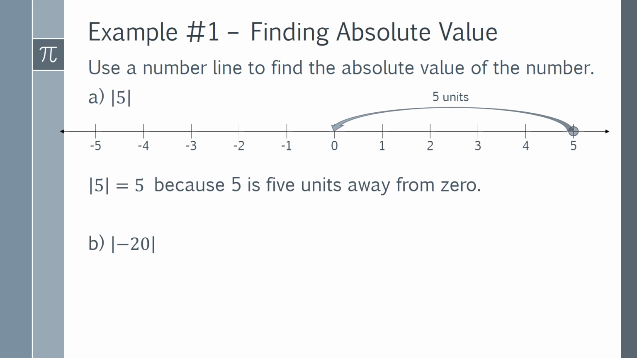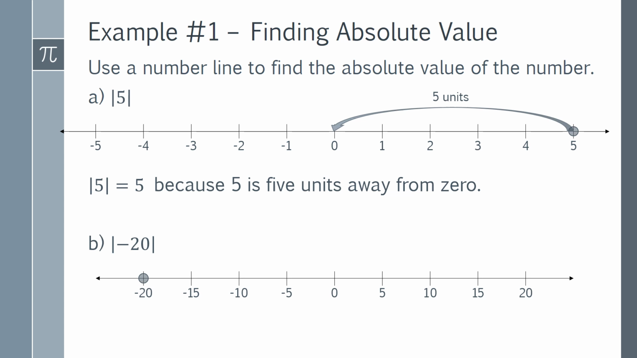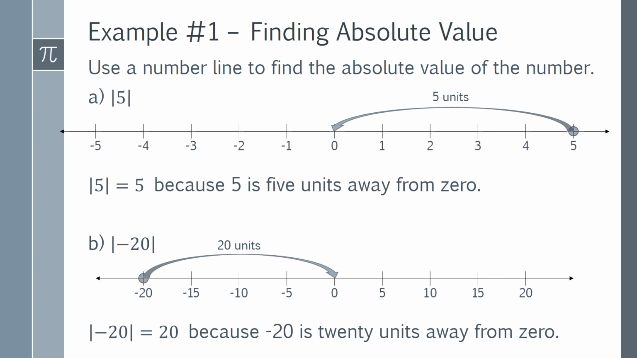For part B, we need to find the absolute value of negative 20. Draw the number line and graph the point negative 20. Then we need to measure from negative 20 to 0, which is 20 units. So the absolute value of negative 20 is 20 because negative 20 is 20 units away from 0.